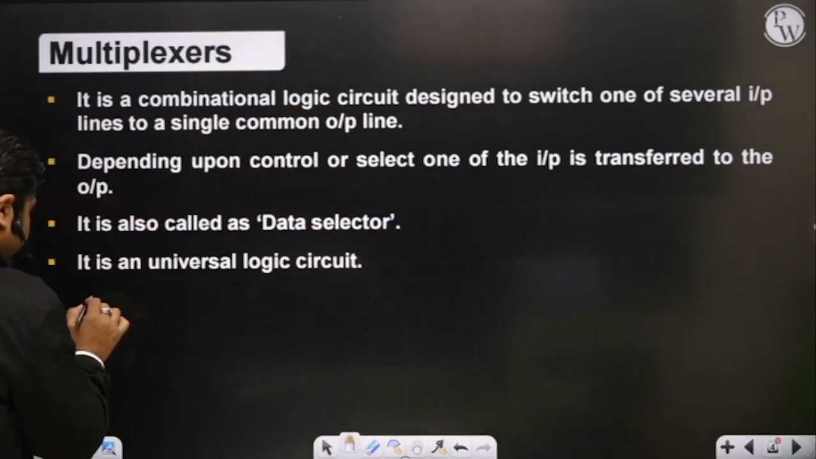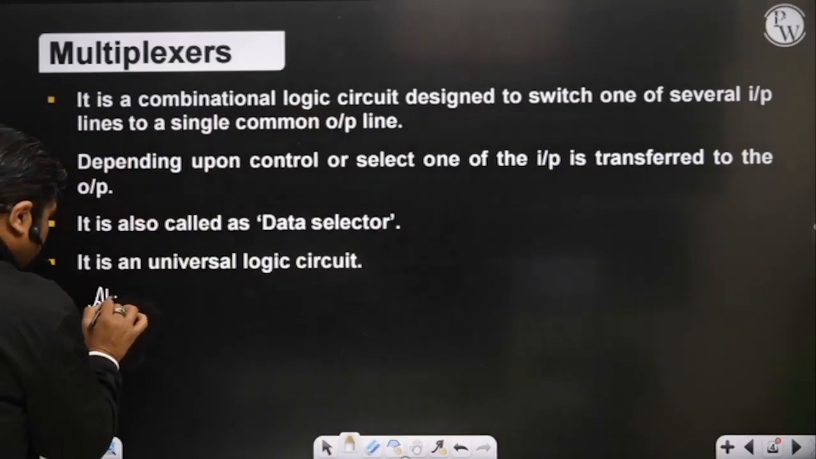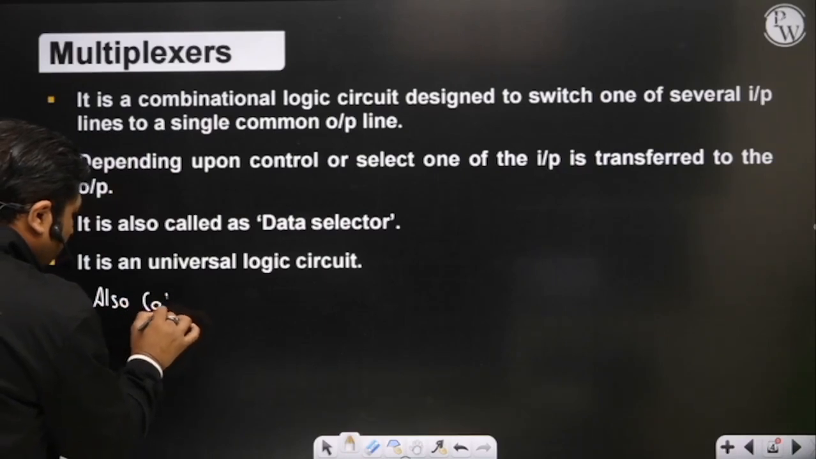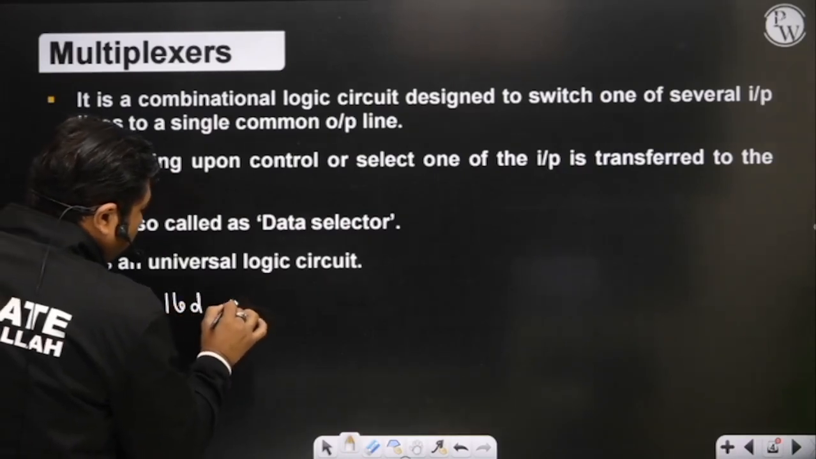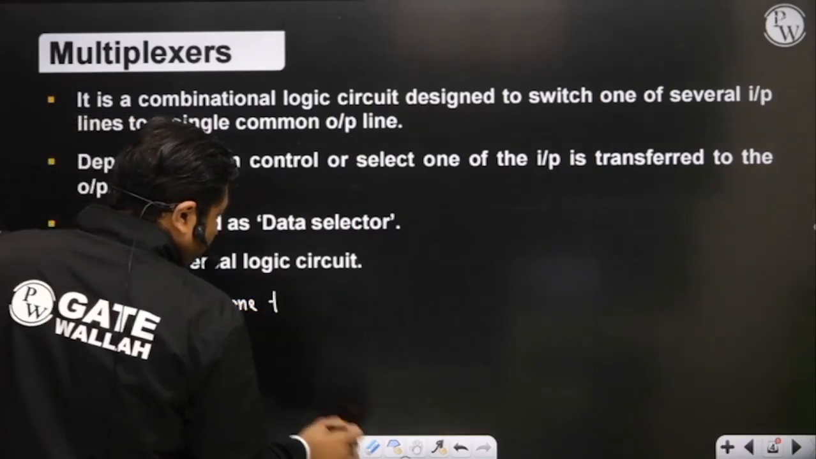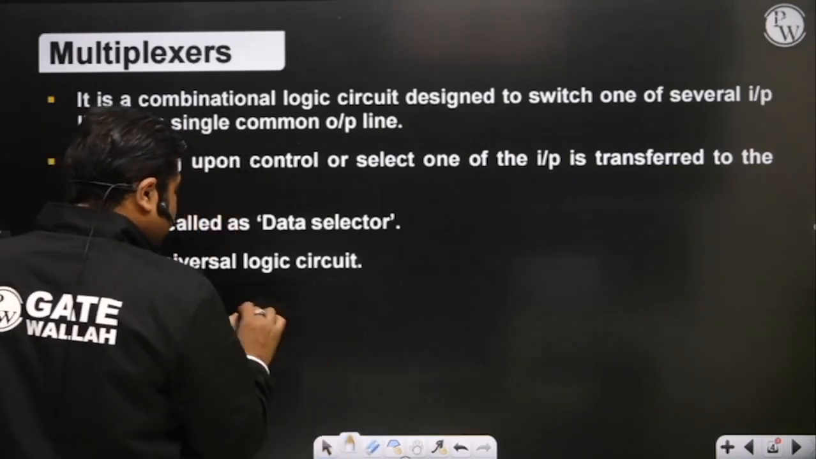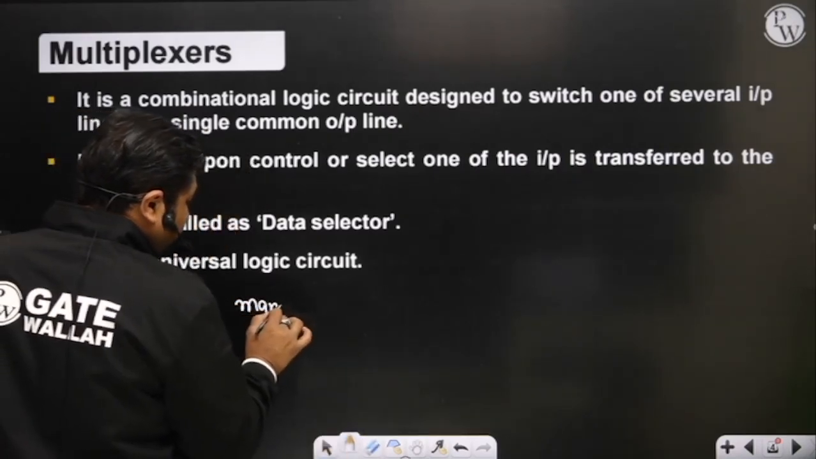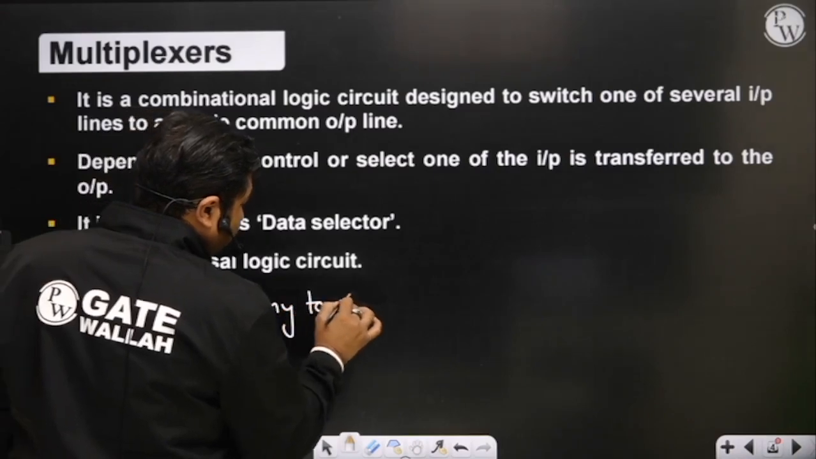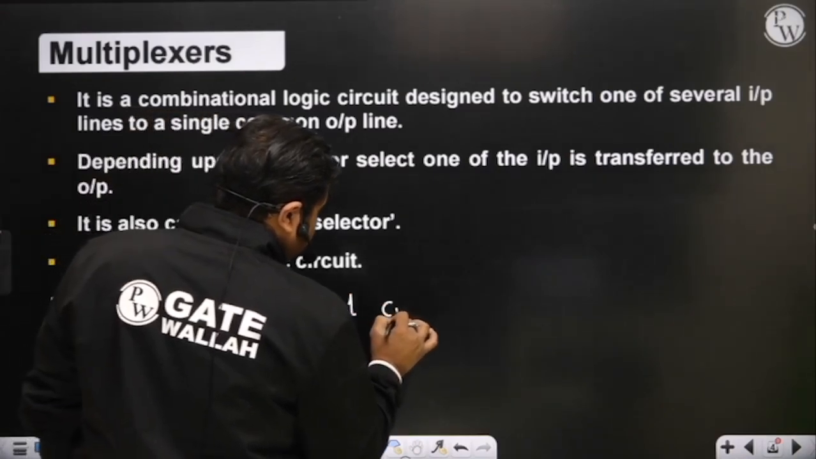One more point: it is also called a many-to-one circuit.